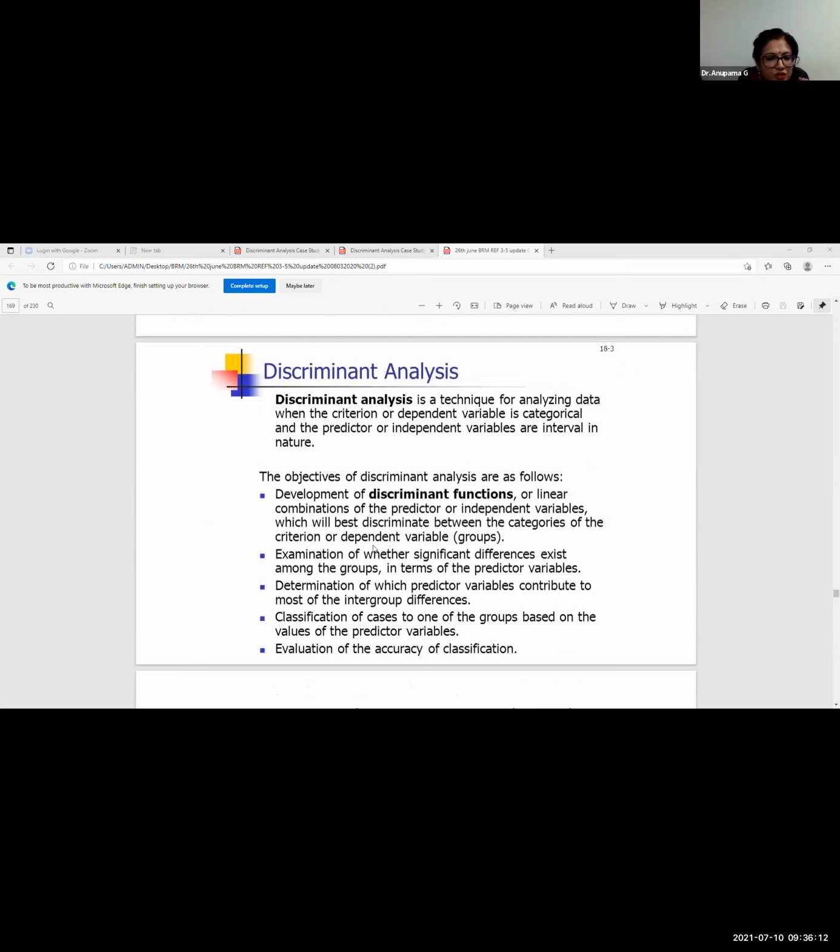Development of the discriminant function, that is a linear combination of the predictor or independent variables, which will best discriminate between the categories, and the dependent variable is a categorical variable, that is your y in the discriminant function equation. Examination of whether significant differences exist among the groups, and determination of which predictor variables contribute most to the intergroup differences. The coefficient of the independent variables will determine which one is a better predictor. So the value of the coefficient is going to indicate from the discriminant function which independent variable is actually more influencing the dependent variable.